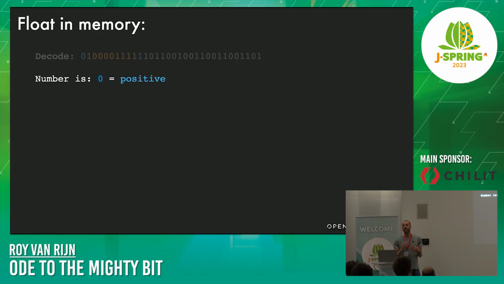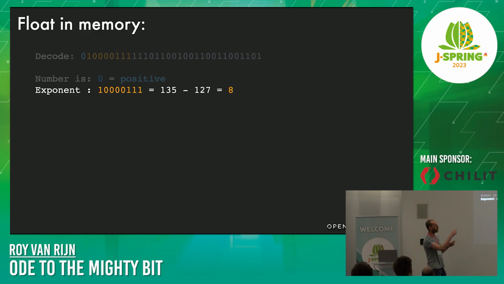There's a 0, so we know it's a positive number. Then we have this number. It's 2 to the power something, and this something is a number between -127 and 128. So in this case, the number 10001110 is 135. If we subtract 127, it's 8. So it's actually 2 to the power 8.